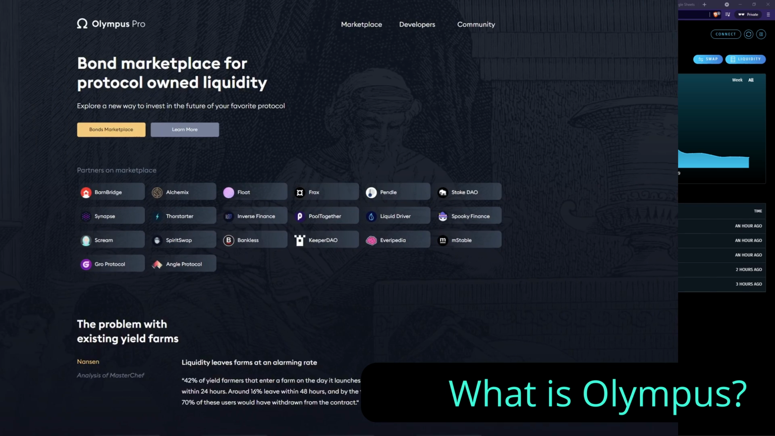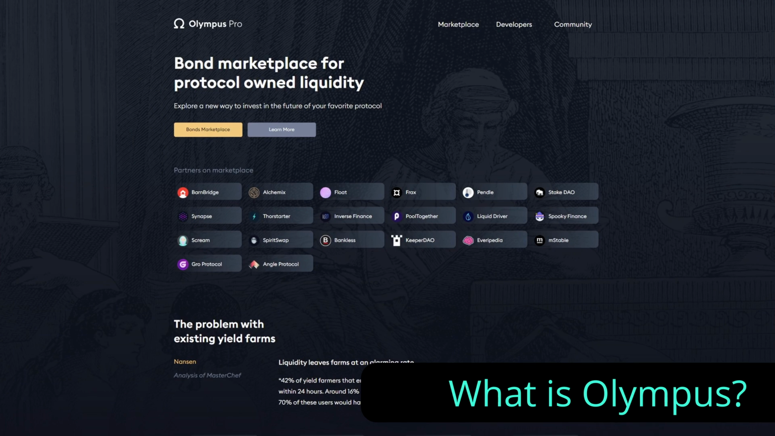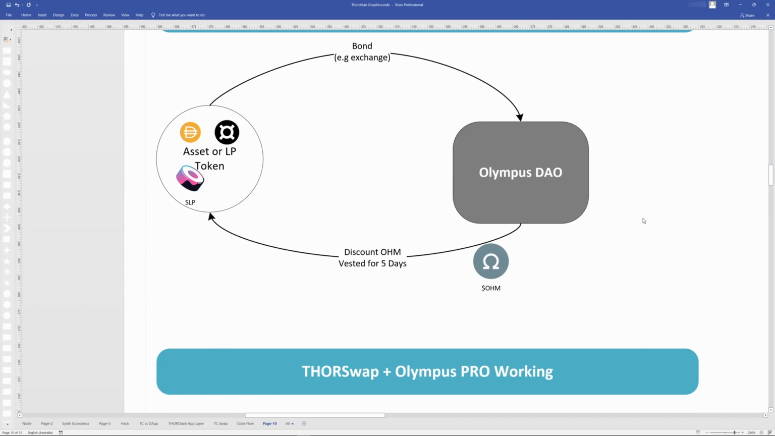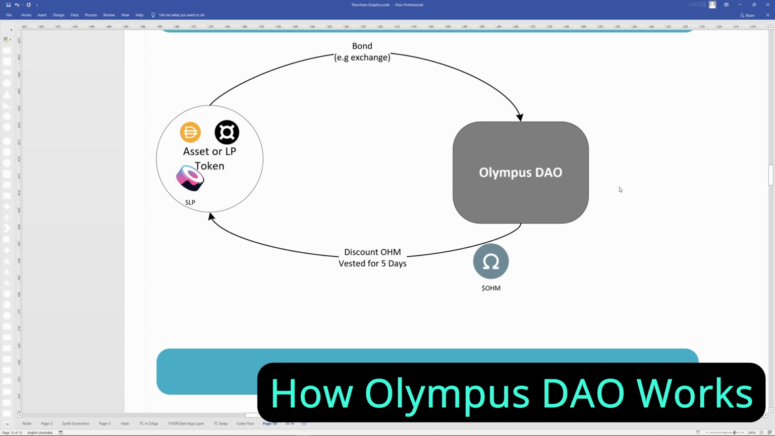So what is Olympus? Olympus Pro is an evolution of DeFi using bonds to get liquidity and introducing the concept of POL, protocol owned liquidity, where it owns its own liquidity, hence the name. Right, so how does Olympus Pro work? First, we need to understand how Olympus DAO works.